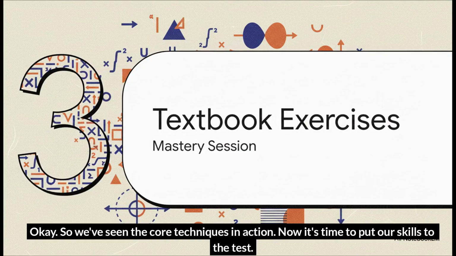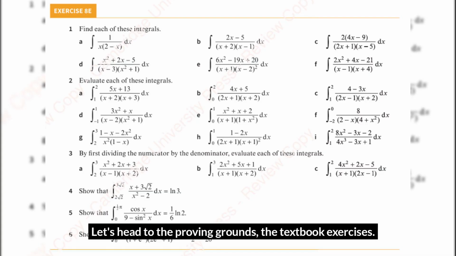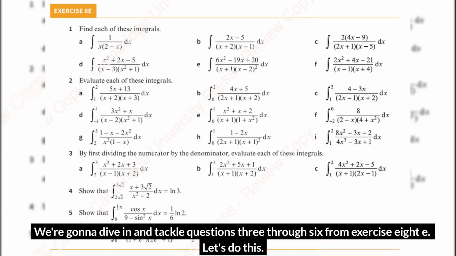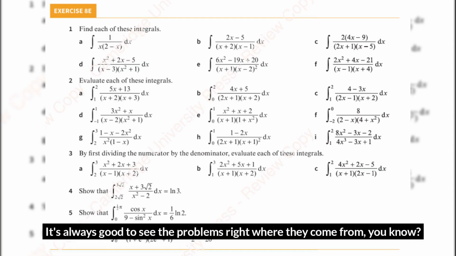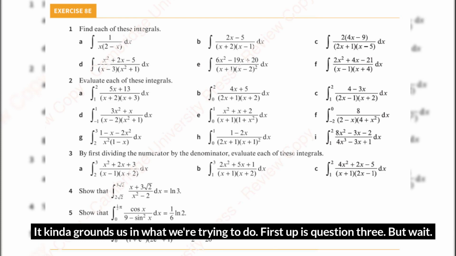Okay, so we've seen the core techniques in action. Now it's time to put our skills to the test. Let's head to the proving grounds, the textbook exercises. We're going to dive in and tackle questions 3 through 6 from exercise 8E. Let's do this. So we're jumping right into exercise 8E from the textbook. It's always good to see the problems right where they come from. It kind of grounds us in what we're trying to do. First up is question 3.